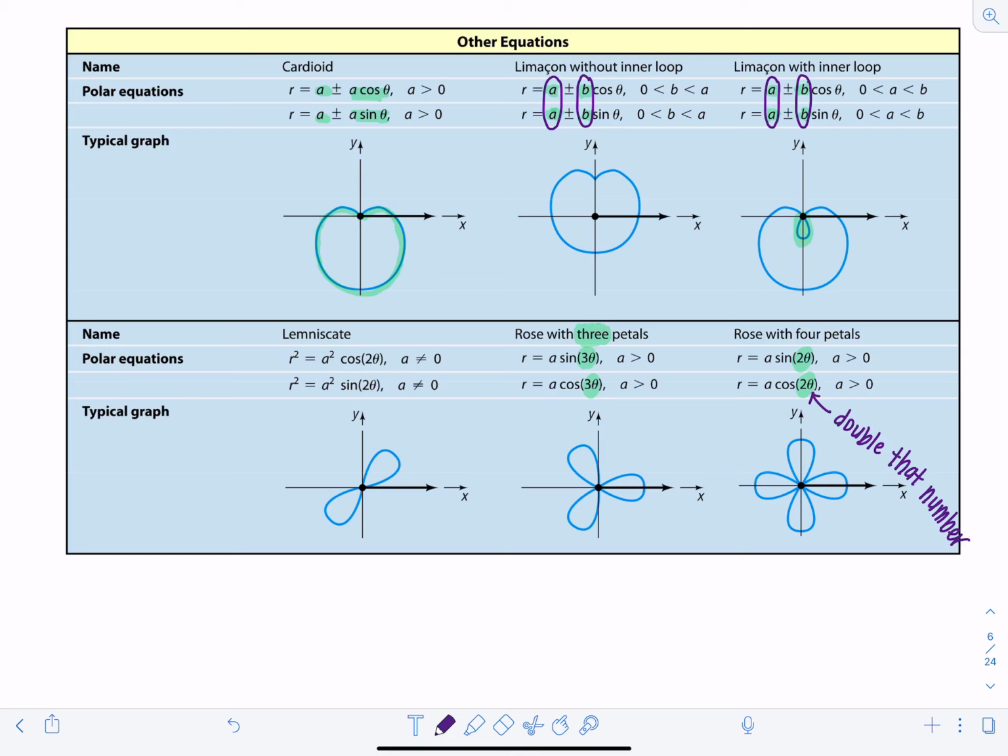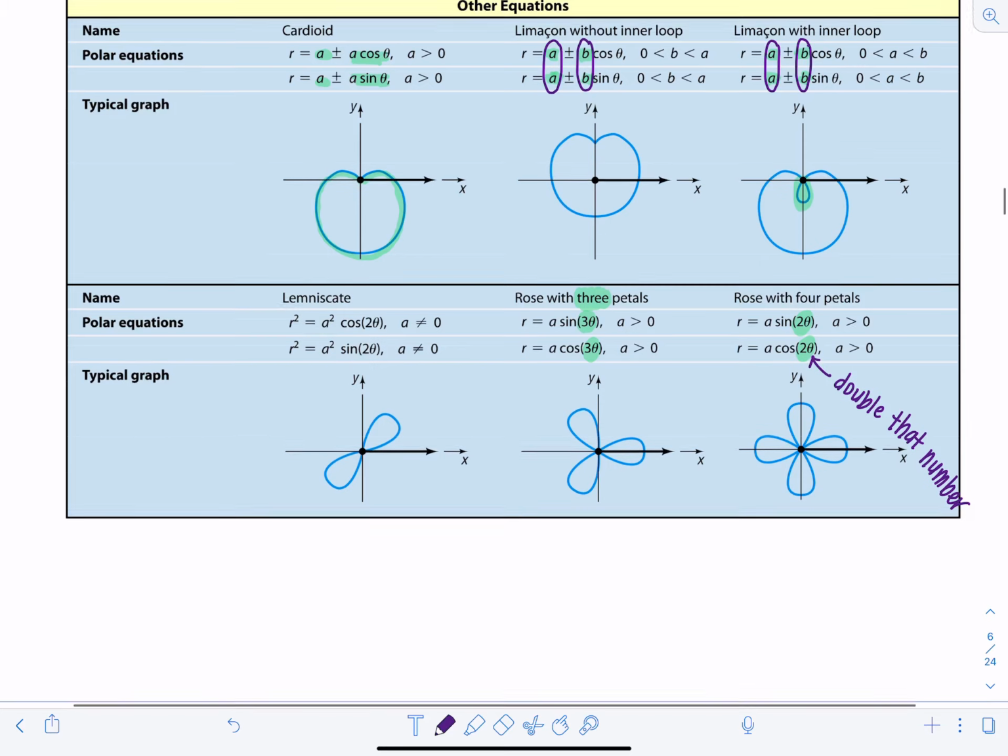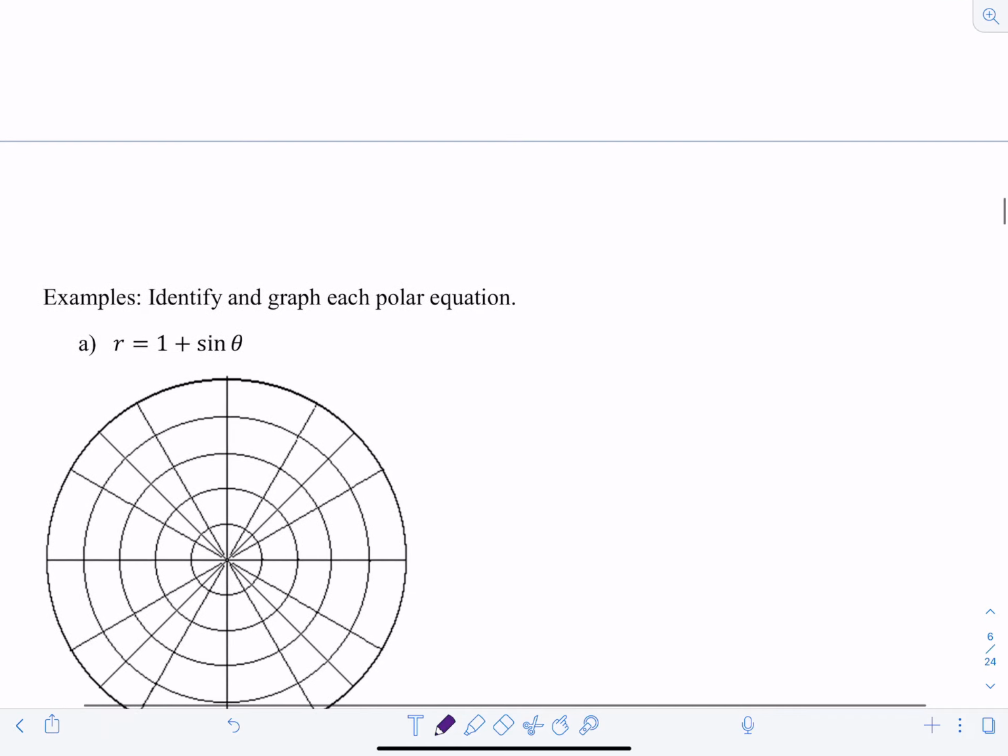So basically, if you had, let's say, 2 theta, that's why there's 4 petals. If you had 4 theta, there would be 8 petals. If you had 8 theta, there would be, you got it, 16 petals, okay? So anyways, that's that. And we're going to look at some examples here.